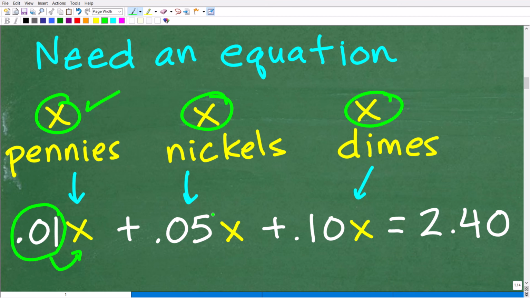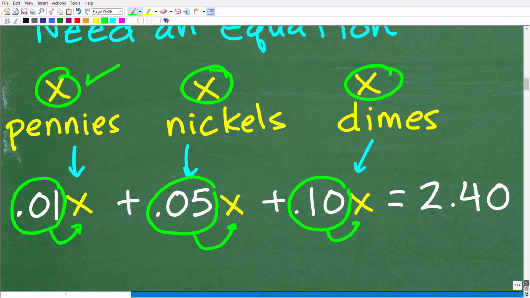Well, we're going to take that 0.05, that's the value of a nickel, and multiply it by how many nickels we have. Now notice it's X. I have X pennies and X nickels because this is the same number of coins, right? So we're not using different numbers of coins. It's the same amount of coins. So how much money do we have with our dimes? Well, we're going to take that 0.10 and multiply it by X number of dimes.